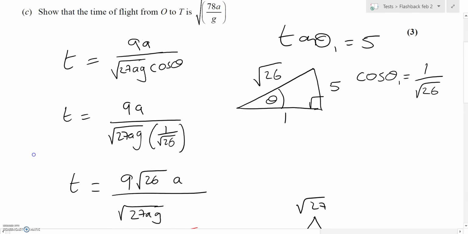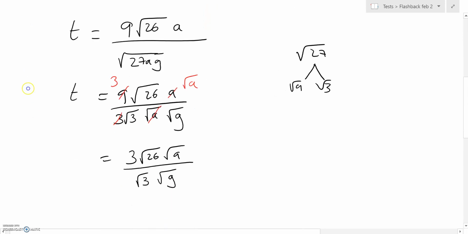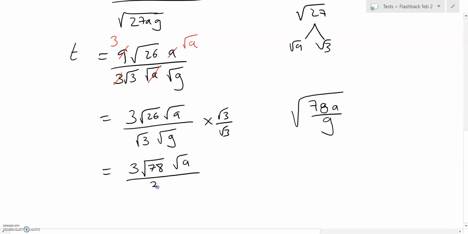And bearing in mind that we want the square root of 78a over g, so I'm just going to write that over here to remind me. I don't want any square roots at the bottom, so maybe I should times by root 3 over root 3 and get rid of that surd. And so that works out quite nicely, because root 3 times root 26 is root 78, so root 78 root a over 3 root g, and we can cancel the 3's, leaving us with square root of 78a over g as we needed.